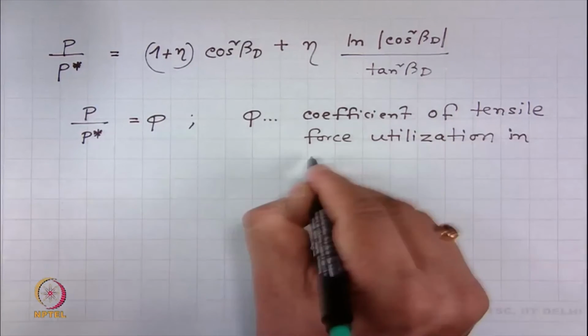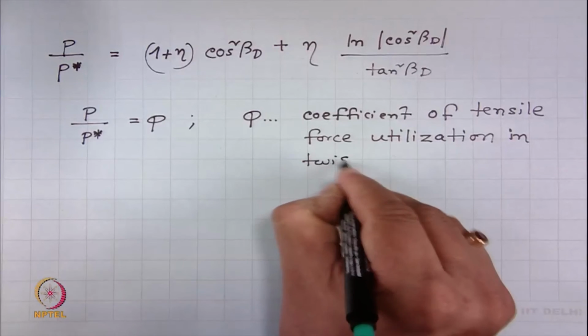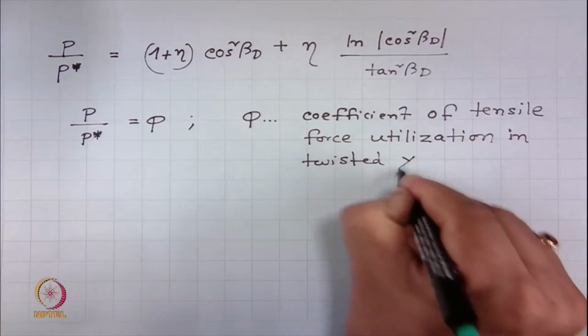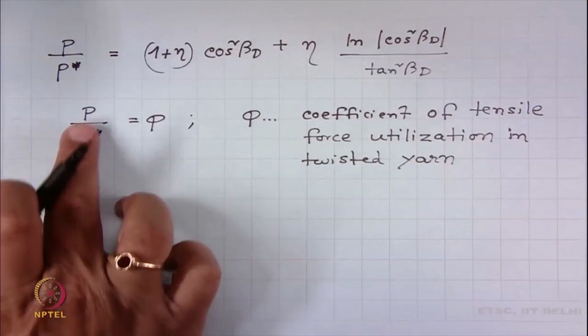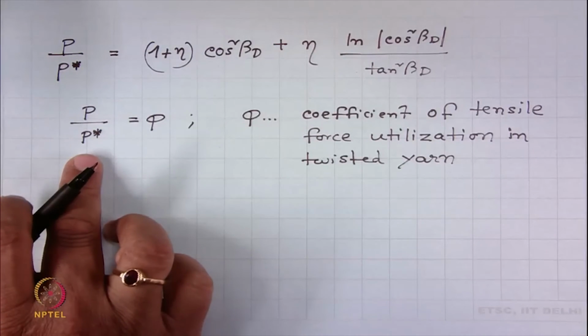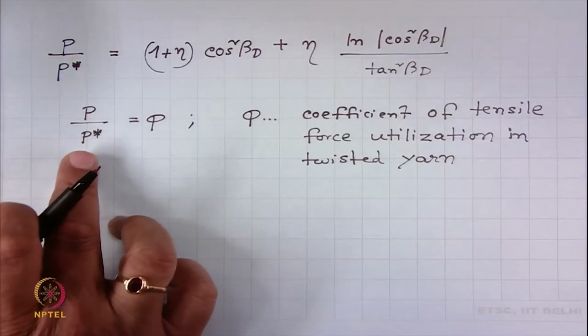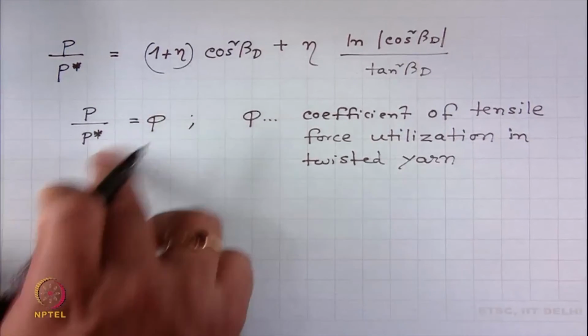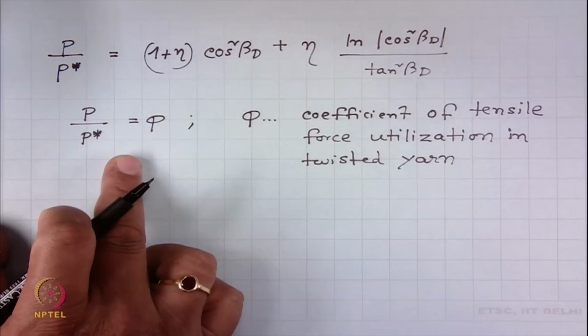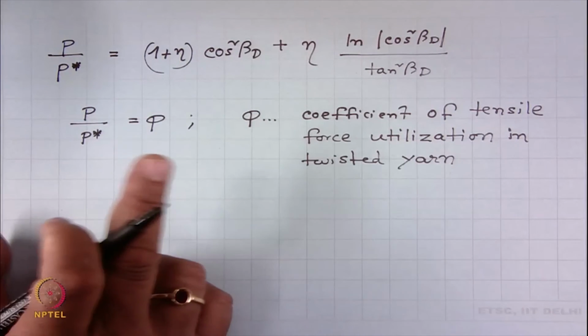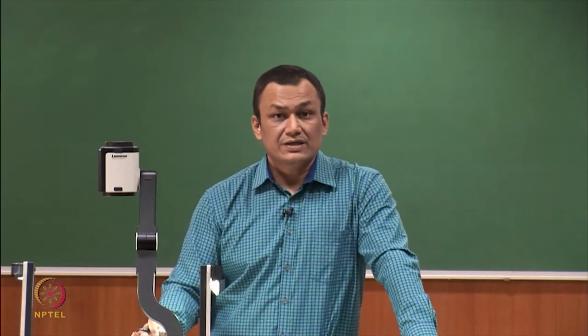in twisted yarn. The material remains same, fiber material remains same, however, this is yarn, this is parallel fiber bundle. So, there is the influence of actually obliquity. So, this quantity characterizes structural effect in the yarn.